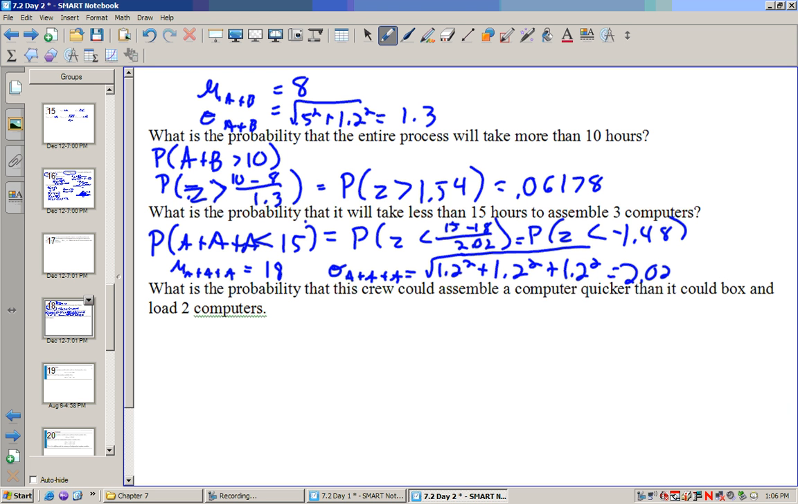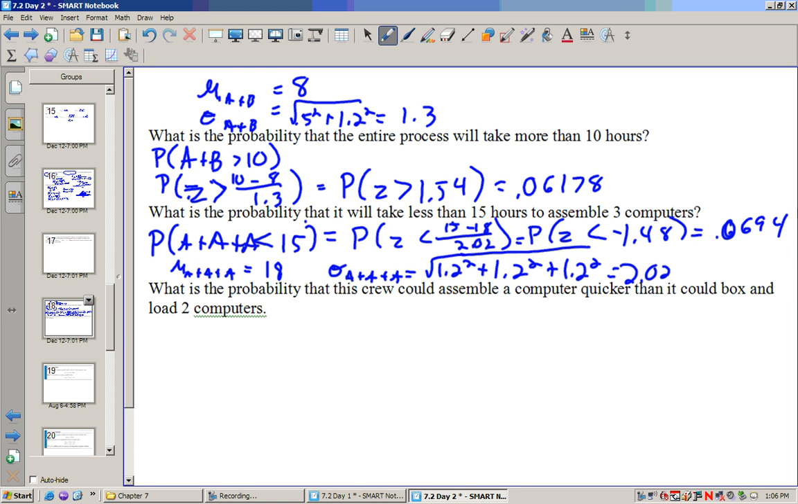So I do a normal CDF of negative 1.48 to a very large number, and that probability, wait, I'm doing the probability that's less than. So let's do this again. Normal CDF from a very small negative number to negative 1.48 is going to be 0.0694.